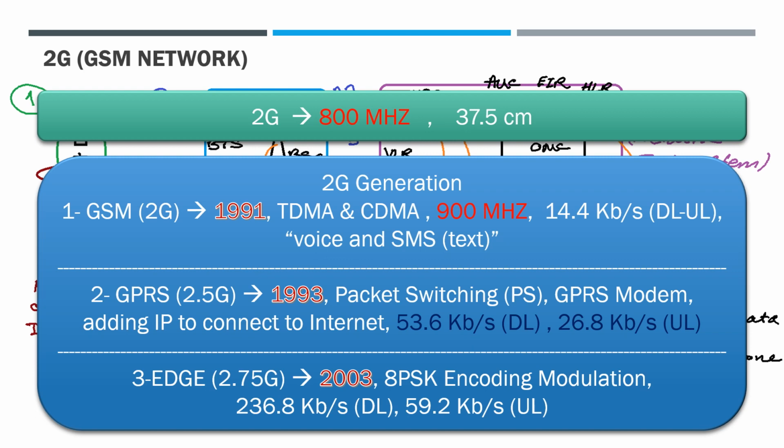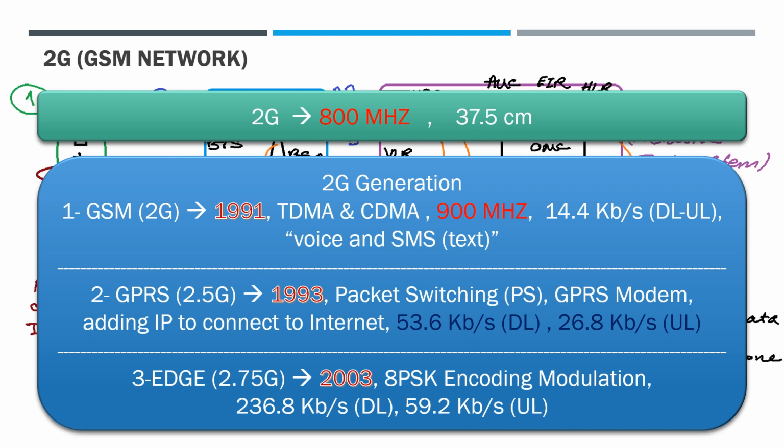Okay, the 2G or GSM network had a 37.5 centimeter long antenna. That was around half of a meter in theory. Yes, this presumption was really long.